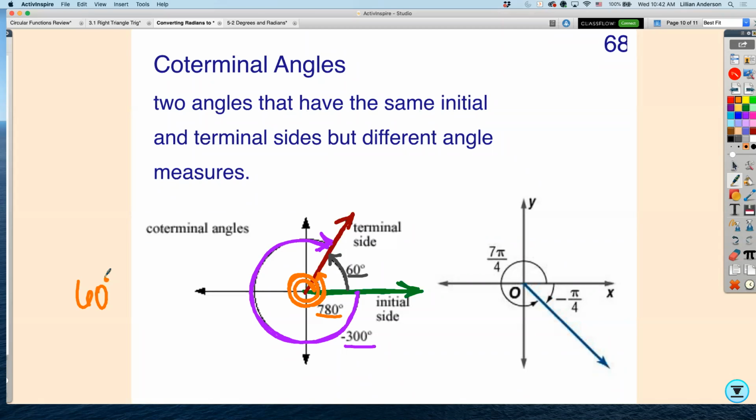60 degrees, negative 300 degrees, and 780 degrees are examples of coterminal angles. Now, of course, there's infinitely many coterminal angles, okay? I just have to keep turning around and around in either direction. There's infinitely many, okay? But for 60 specifically, negative 300 is a coterminal angle, 780 is a coterminal angle, and I can even find other ones, okay?